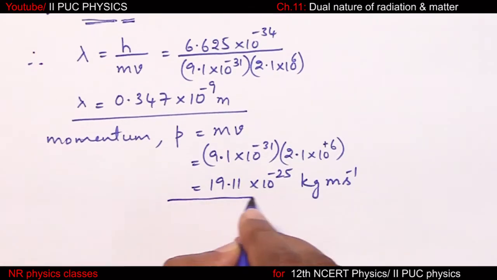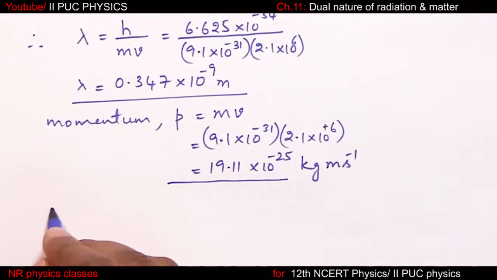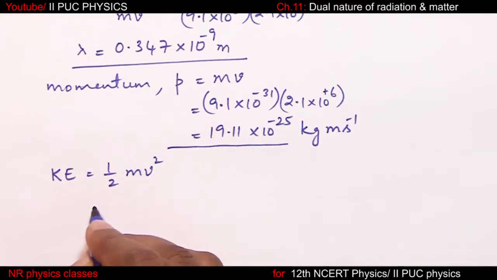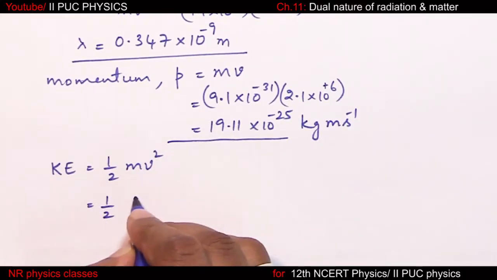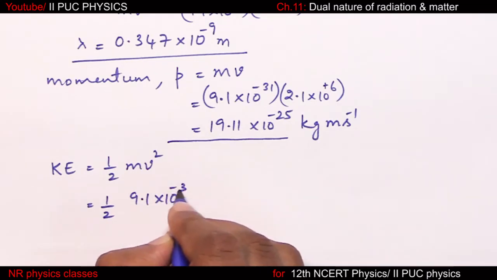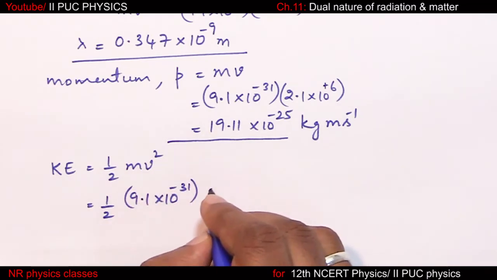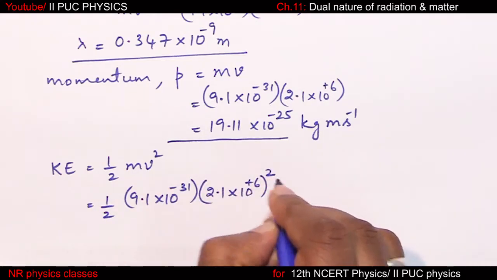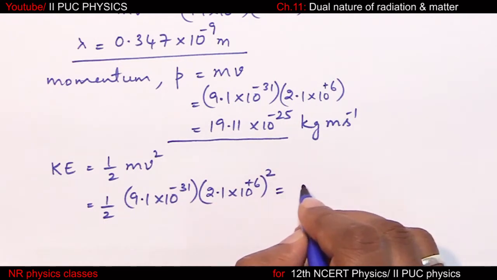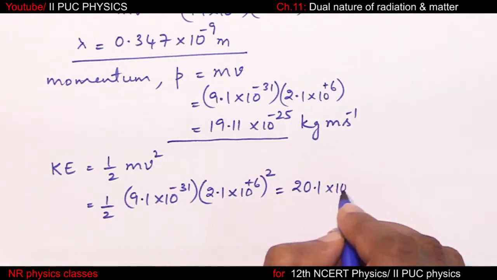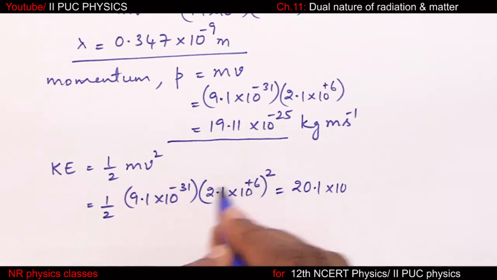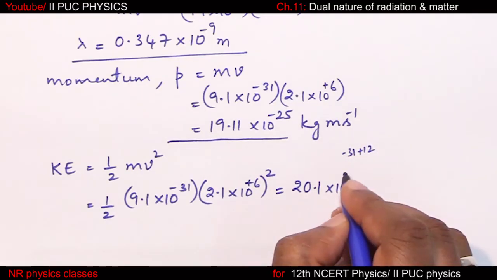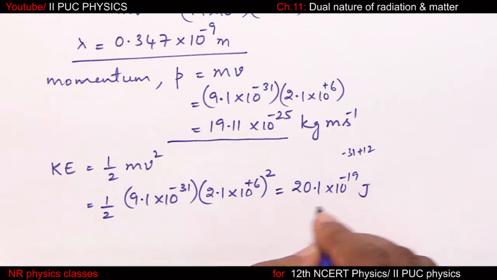Now kinetic energy. Kinetic energy equals half mv square. Half mass is 9.1 × 10 power minus 31 into v square, 2.1 × 10 power 6 square, equal to 20.1 × 10 power, 6 square is 12, minus 31 plus 12 is minus 19 joule.